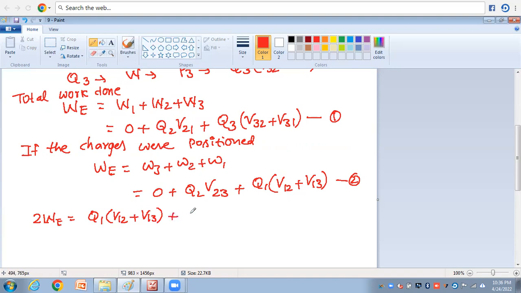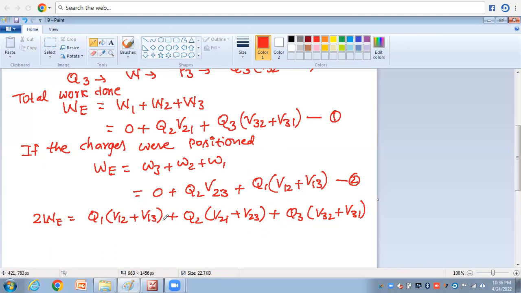The next one is Q2. Then we can write just Q2. This Q2 is common: V21 plus V23. Then write as it is Q3. One second, there is a mistake. Q3 plus V32 plus V31. Okay, these are the expressions while adding these two work done.